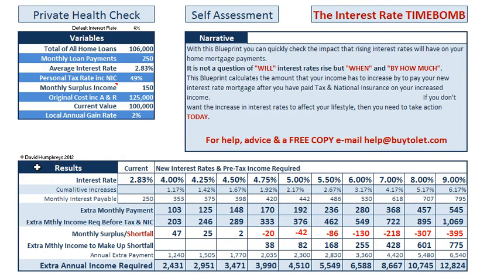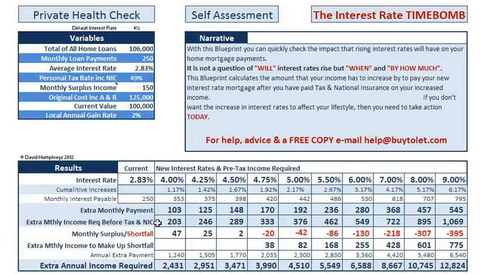Now we come to the results, and once again we have the current position, an interest rate of 2.83% based on the figures in this example, and a monthly interest payable of £250. Now if the interest rate rises to 4%, then the cumulative interest is increased by 1.17% in this example, and the monthly interest payable rises from £250 to £353, an extra monthly payment of £103. To generate that money after tax and NIC, you would need to earn £203, an extra £100.